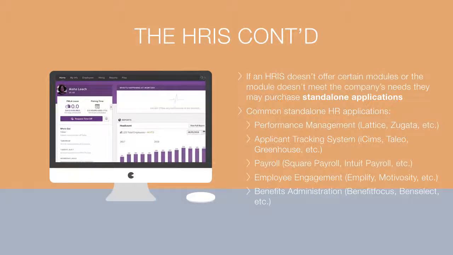So if an HRIS doesn't offer certain modules or the modules don't meet the company's needs, they may purchase a standalone application. As I mentioned, BambooHR offers an applicant tracking system. It's great, but it might not meet the needs of the organization. So there are times when the company will purchase a standalone applicant tracking system. That's basically what it means. It's either the HRIS that they've chosen doesn't have the module, or the module that's included just doesn't really meet their needs. So some common standalone HR applications include performance management.